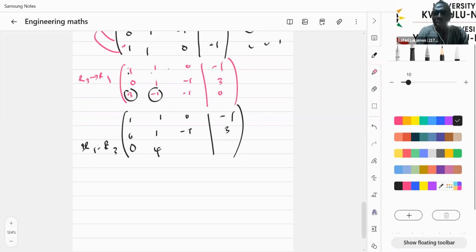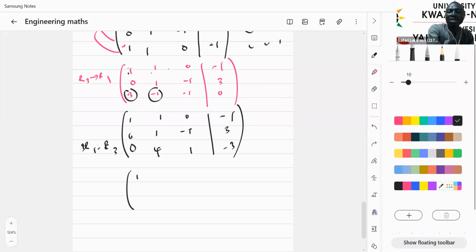Then 3 times 0 is 0. 0 minus 1, that will give me 1. Then 3 times minus 1, that is minus 3. Minus 3 minus 0, that will give me what? So minus 3. I hope you understand now. And this one will now give me 1, 1.